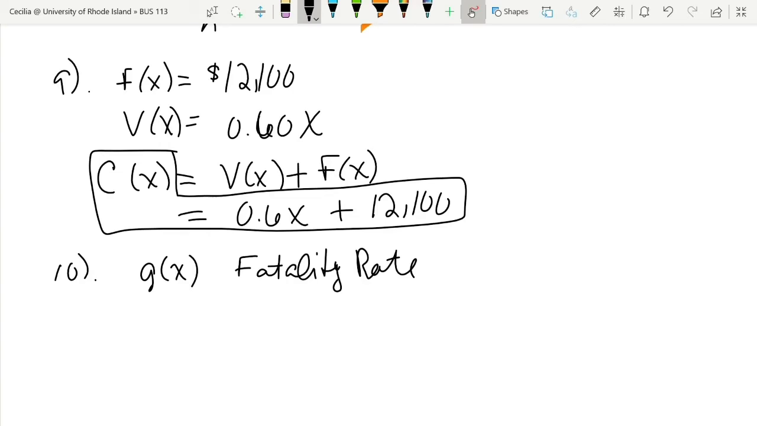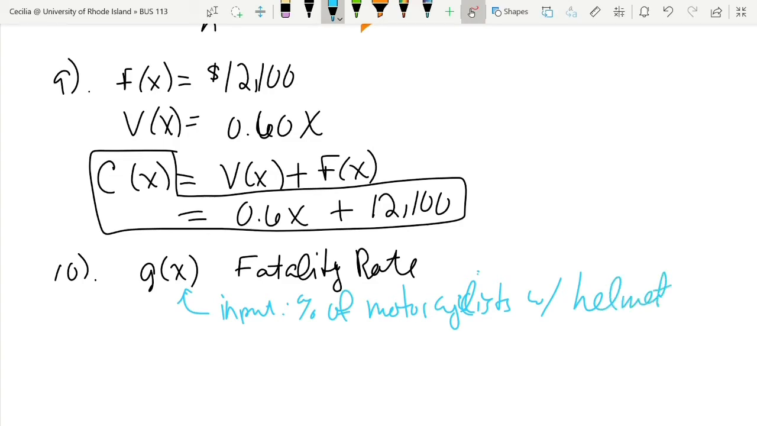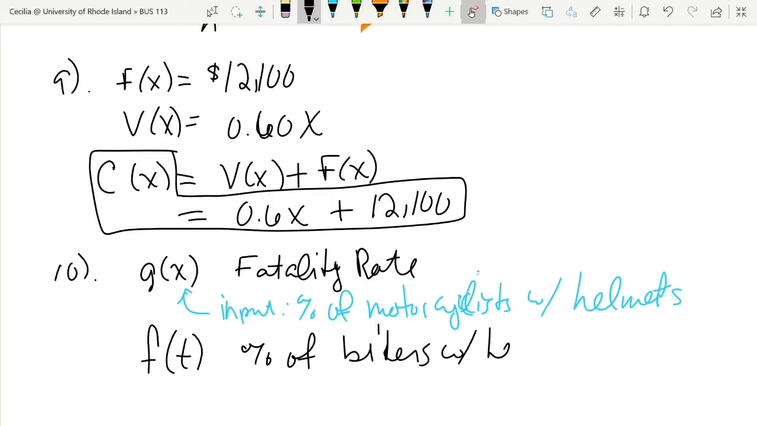Is given by g of x, where x is the percentage of motorcyclists who wear helmets. So this input is the percent of motorcyclists. I should just say bikers so it's easier to write. Cyclists with helmets. Okay, then we're told that the percentage of motorcyclists who wear helmets at any time t is given by f of t. So f of t is the percentage of bikers with helmets at time t.